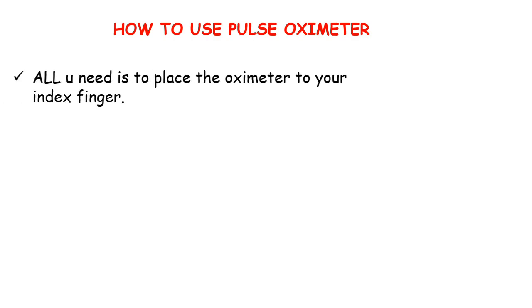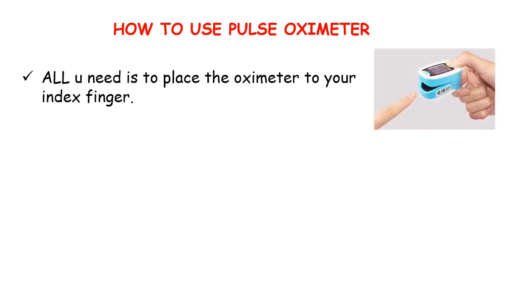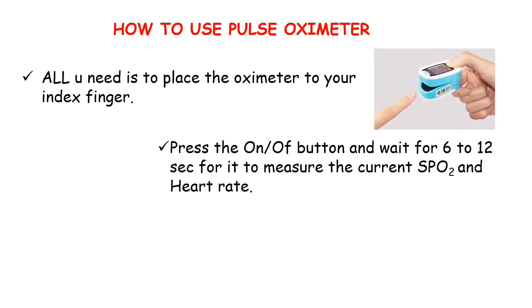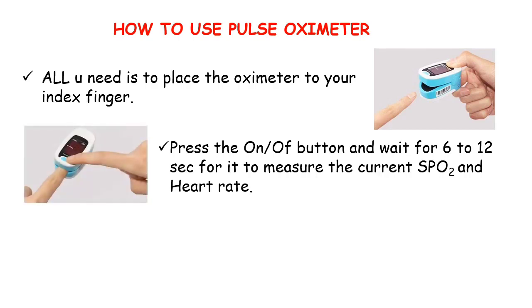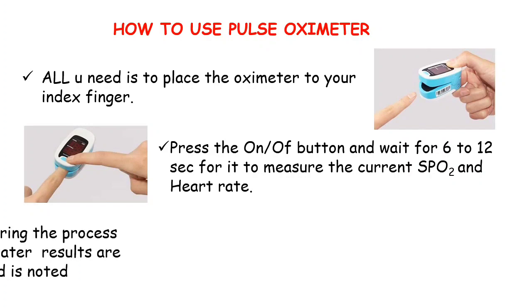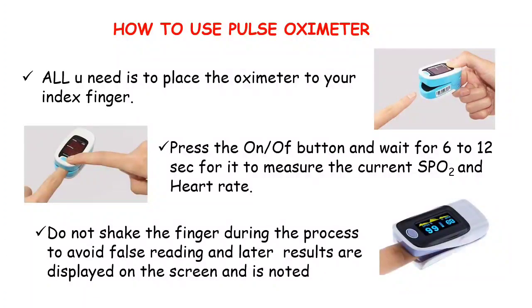How to use pulse oximeter? All you need is to place the oximeter on your index finger and press the on-off button and wait for 6 to 12 seconds for it to measure the current oxygen saturation and heart rate. Do not shake the finger during the process to avoid false reading, and later the results are displayed on the screen and are noted.